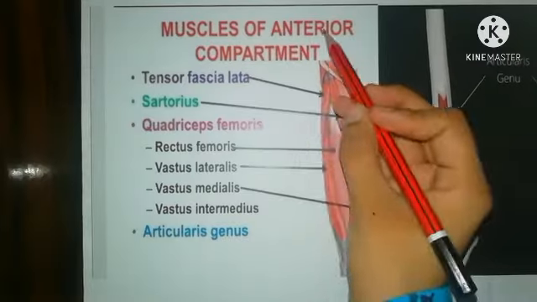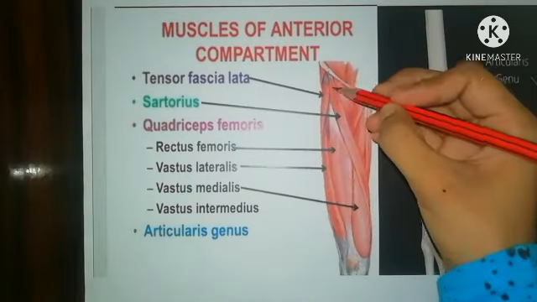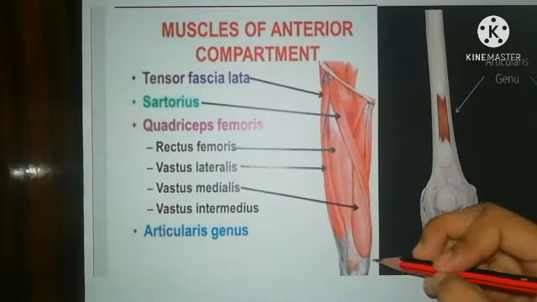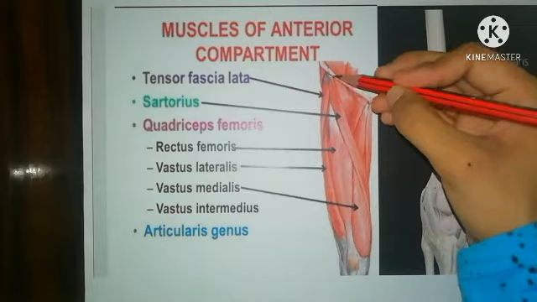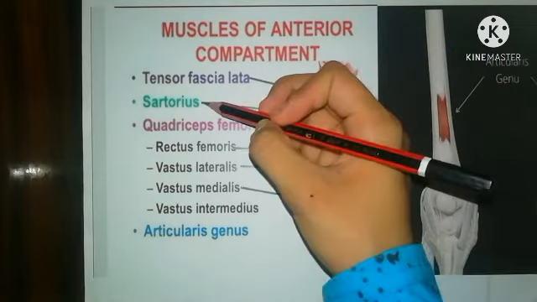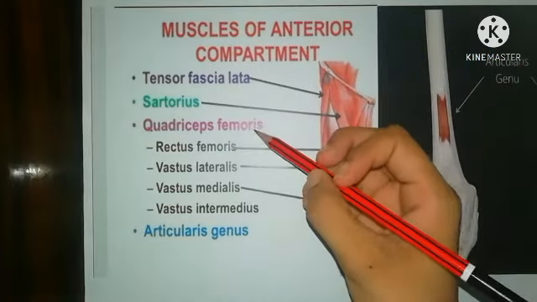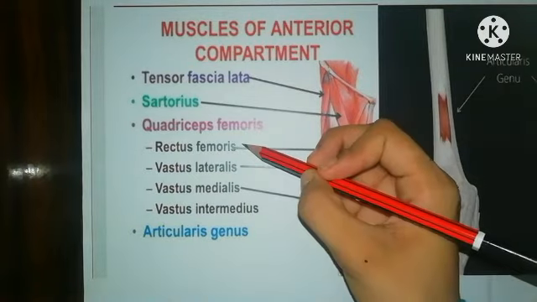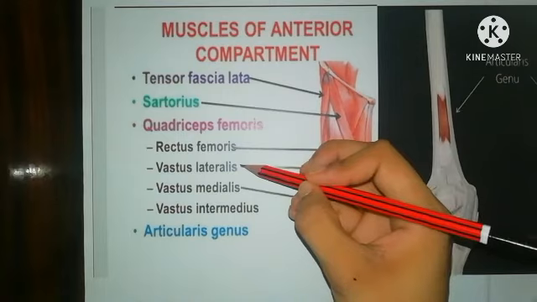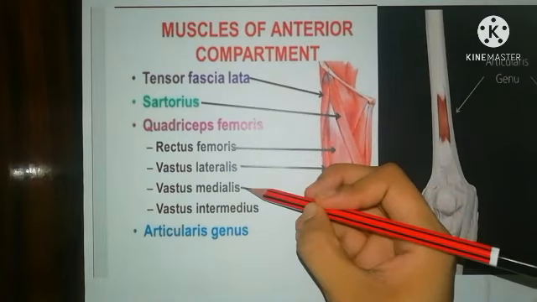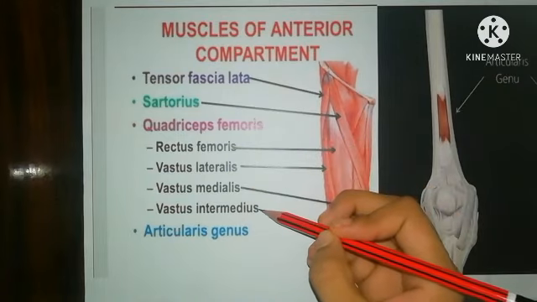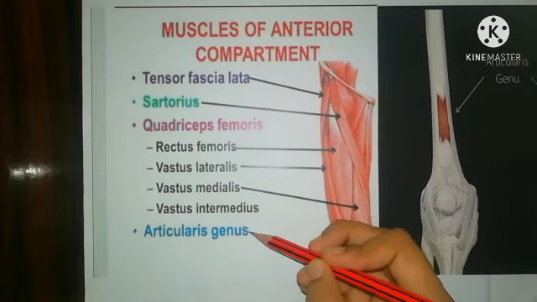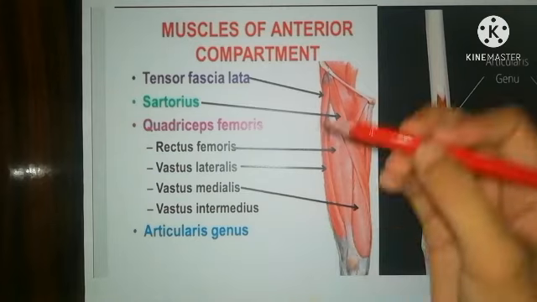Muscles of the anterior compartment of thigh. These are the muscles of the anterior compartment of thigh. The first muscle is Sartorius. Then comes the Quadriceps Femoris, in which there are 4 muscles: the Rectus Femoris, the Vastus Lateralis, the Vastus Medialis, and the Vastus Intermedius. The last muscle is Articularis genu.